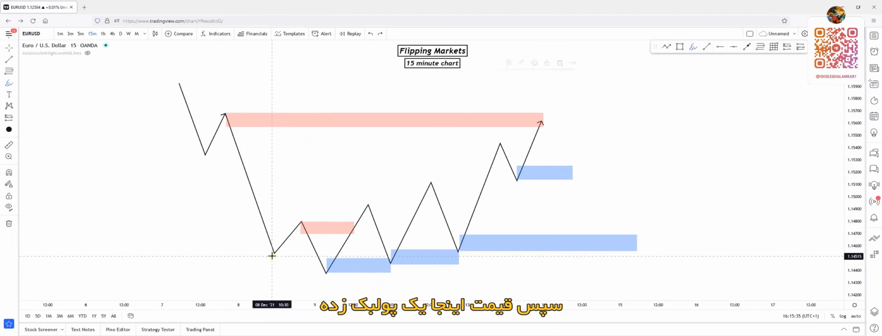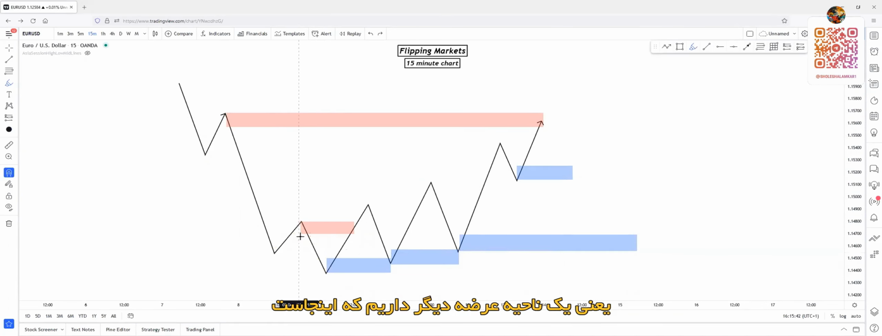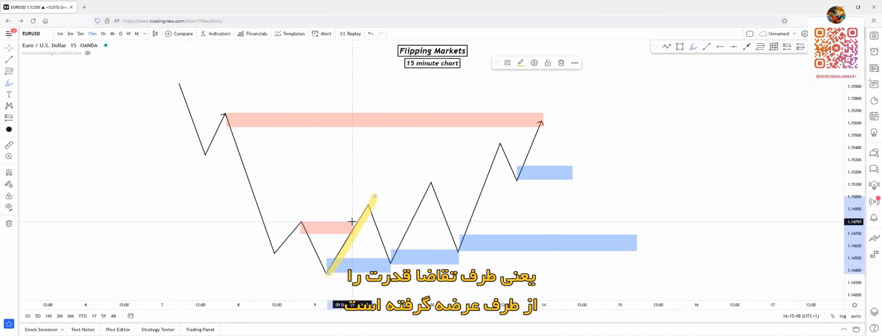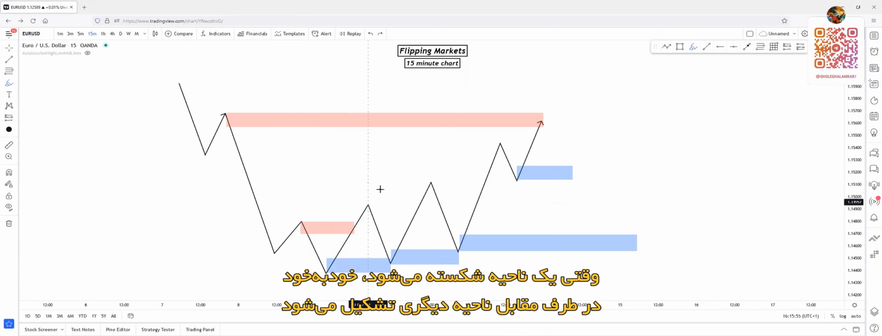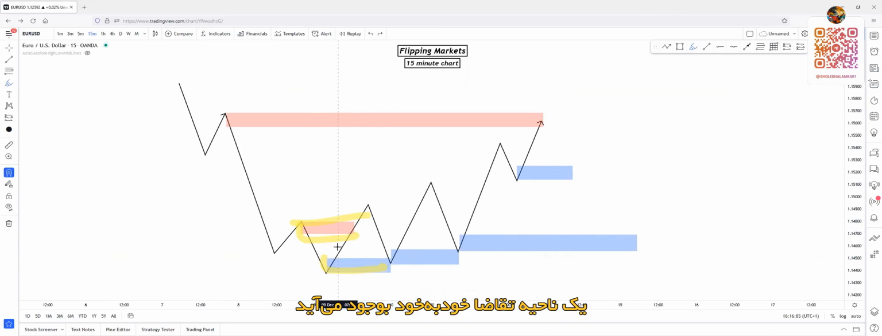Okay, after this, price created this pullback here, and after this pullback, broke structure to the downside again. This means we will have another supply zone, which is right here. After this, price broke through this supply zone, so this means demand took over control from supply. And as I said in the earlier videos, if a zone breaks, then an opposite side zone will be automatically created. So if this supply zone breaks, then a demand zone will be created automatically.